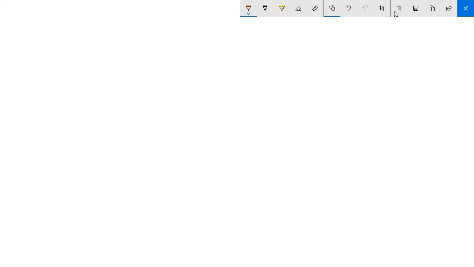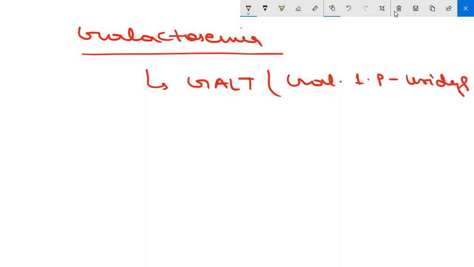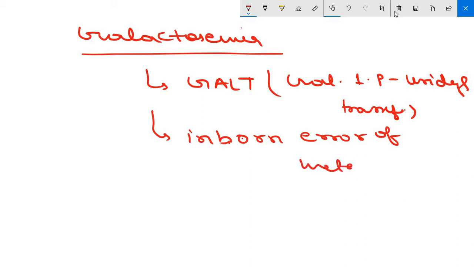Now coming to the clinical part of galactose, that is galactosemia. This is the deficiency of the enzyme GALT, that is galactose 1-phosphate uridyl transferase. Clear? This enzyme is deficient in a patient who is suffering from galactosemia. This is an inborn error of metabolism, and its incidence is about 1 in 35,000 births. Clear?